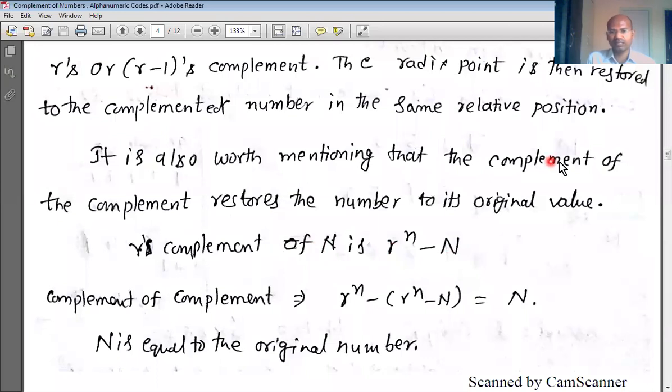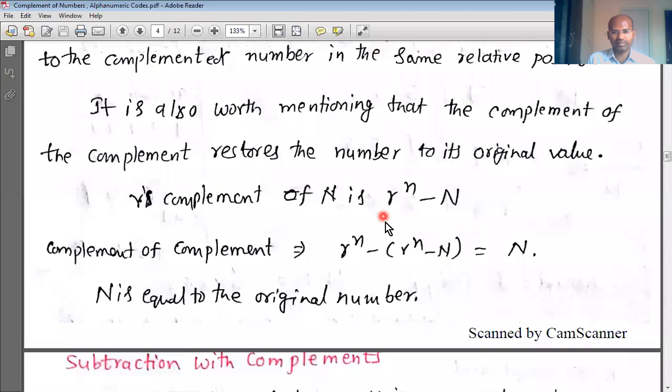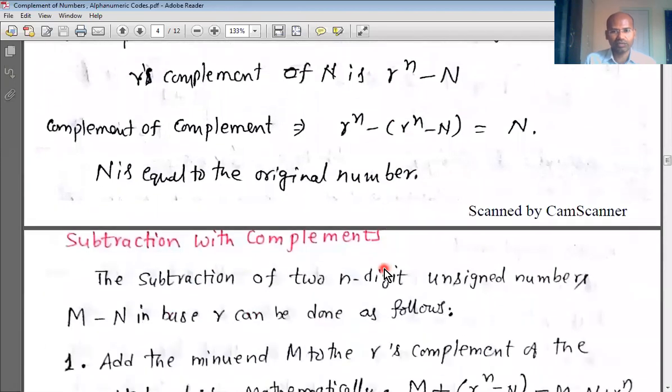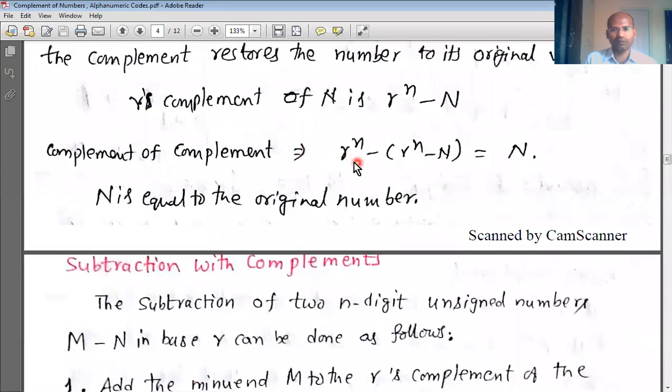It is also worth mentioning that the complement restores the number, the complement of the complement. Let's say I ask you to find the tens complement of a given number, you find the answer. And I ask again, find the tens complement of the result. So what will you get? You will get the initial number back. That's what this note is saying. You may read it 1 or 2 times until you understand it. This is the explanation. This is the proof.